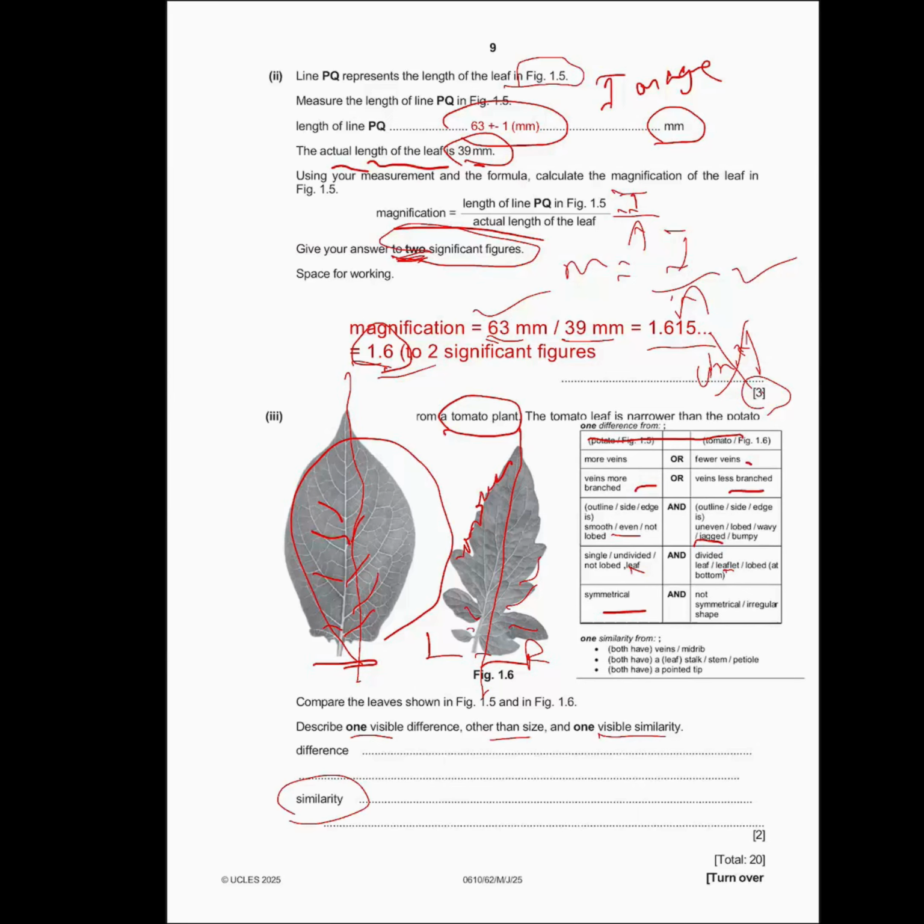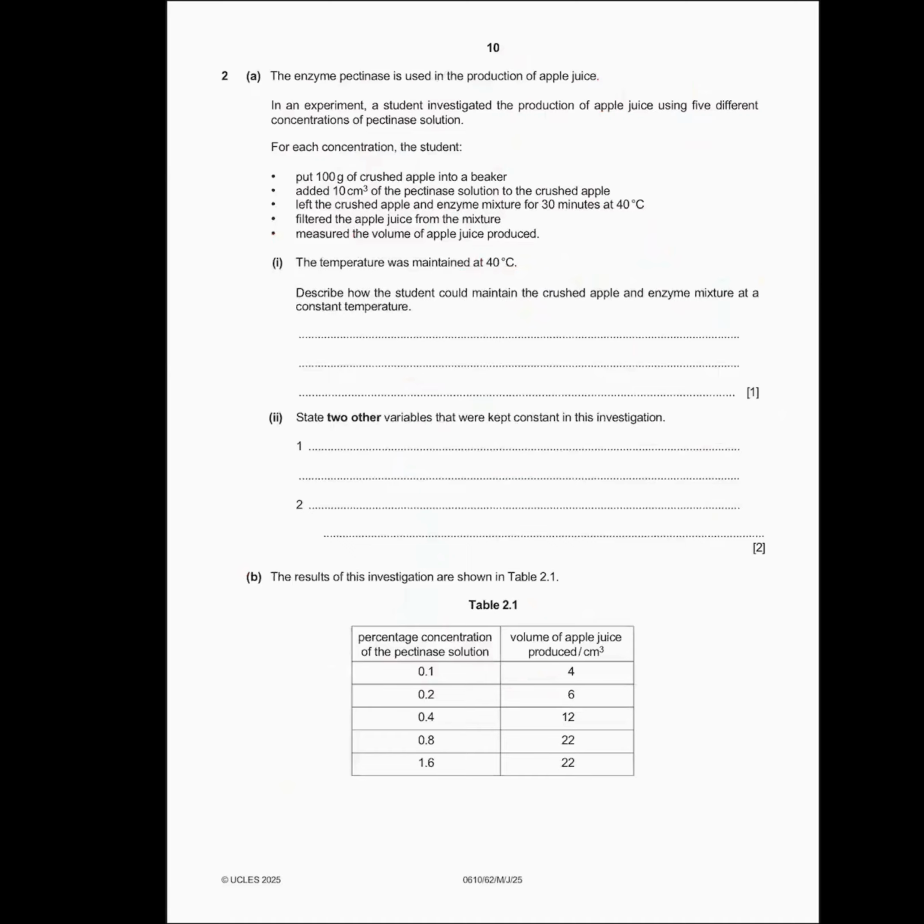One similarity. What is similar between them? Both have a midrib. Yes, you can say this. Both have a petiole. Can you see the petiole? So you also got 2 marks from here. Any questions? Next.